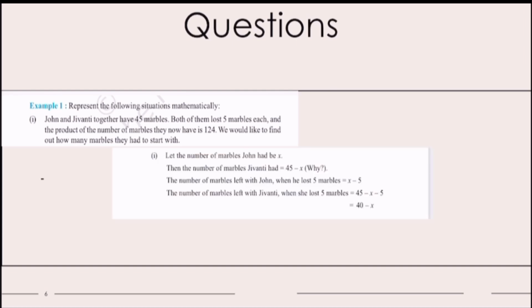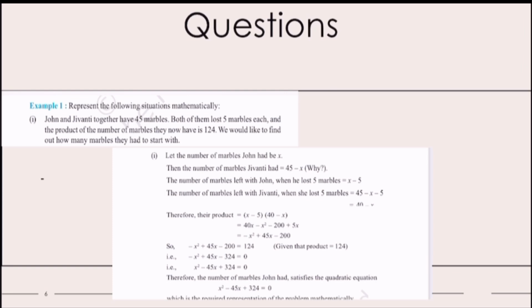Okay, so let's see. Let the number of marbles John had be x, and the number of marbles Jivanti had is 45 minus x. The number of marbles left with John, because he has lost 5, is x minus 5. And for Jivanti, she also lost 5 marbles, so 45 minus x minus 5. So 45 minus 5 is 40, and we get 40 minus x. Now put all this together.